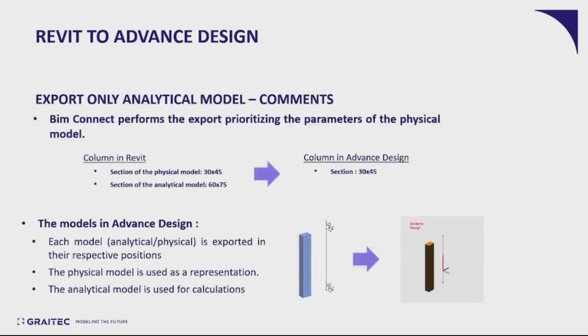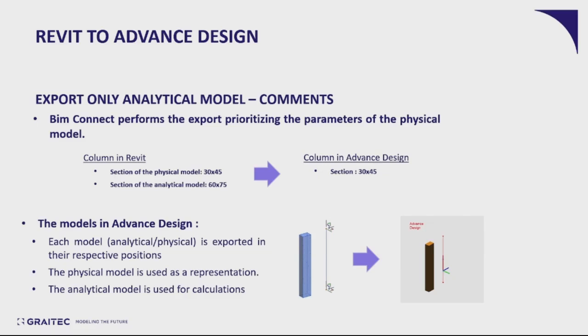A few quick comments about the workflow between Revit and Advanced Design. Focusing on the first part, from Revit to Advanced Design, the BIM Connect performs the export prioritizing the parameters of the physical model. So, for example, if the section of the physical model is different from the section of the analytical, the member in Advanced Design is expected to have the section of the physical model.